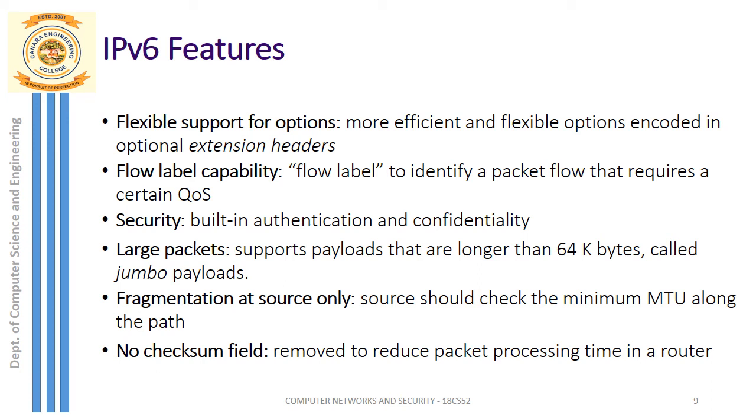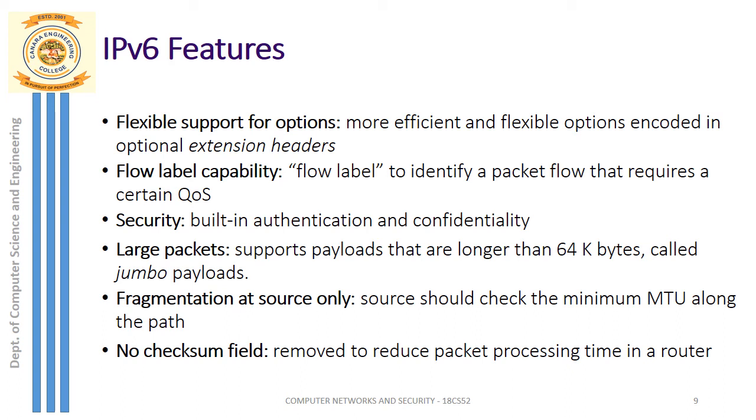The last but one feature of IPv6 is fragmentation. In IPv6 we can fragment the packet only at the source node. We cannot fragment the packet in intermediate routers or nodes. The source should check the minimum maximum transmission unit, that is MTU, along the path from source to destination.